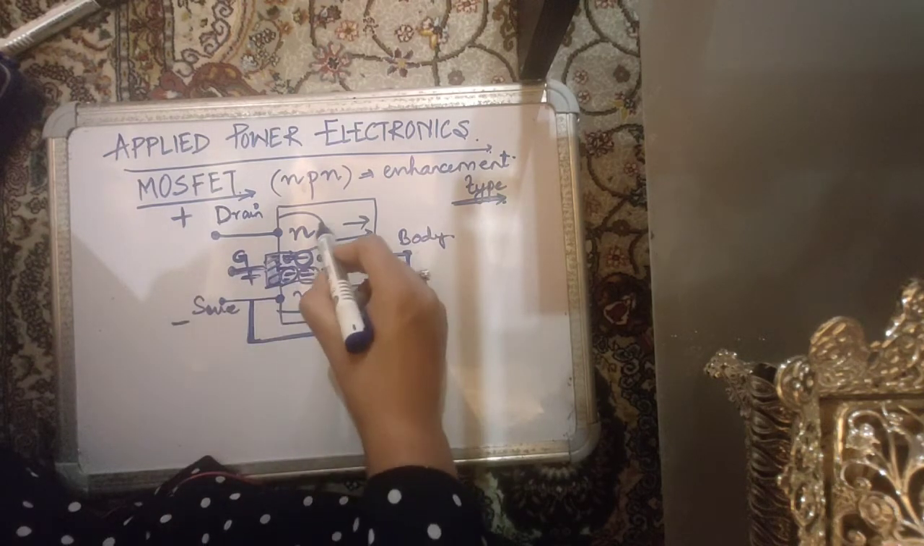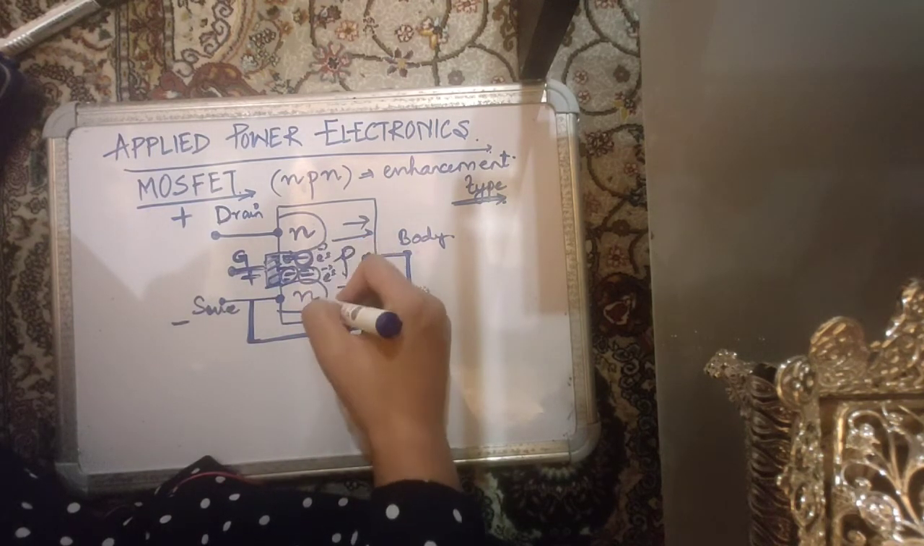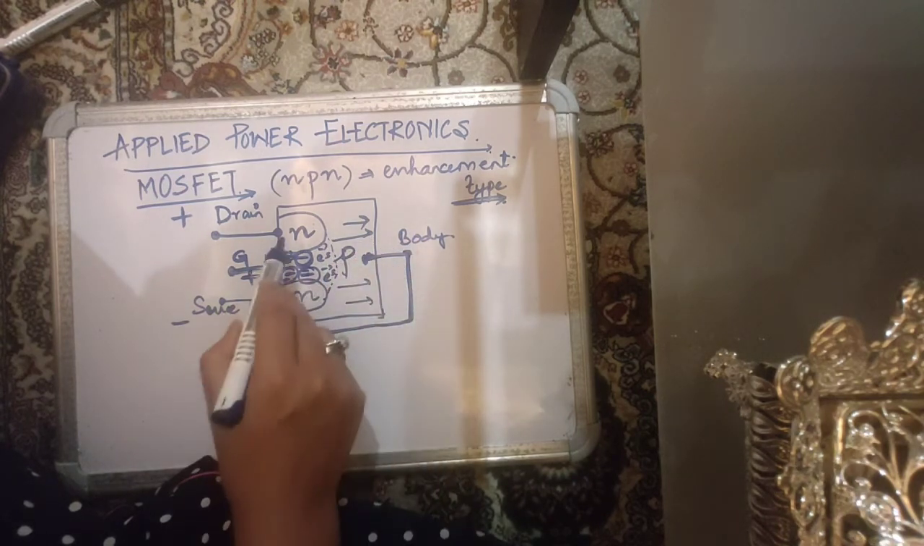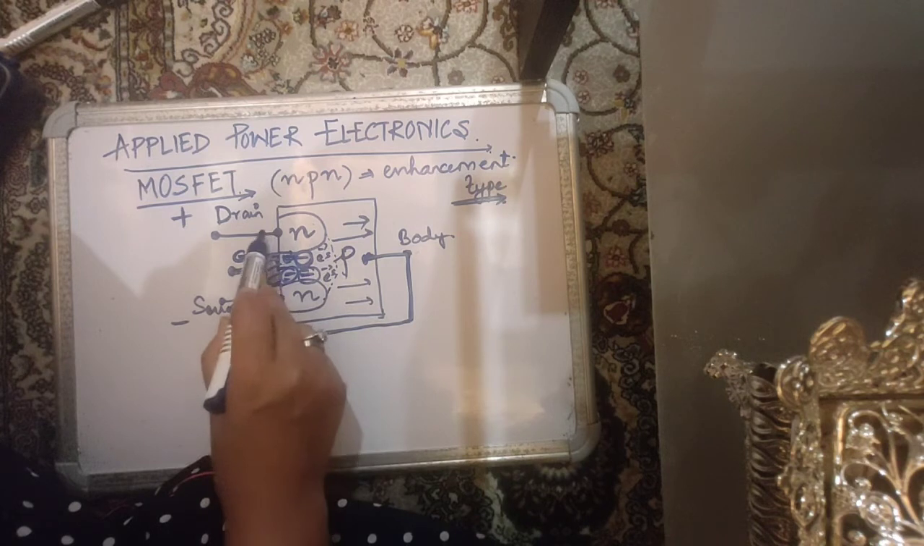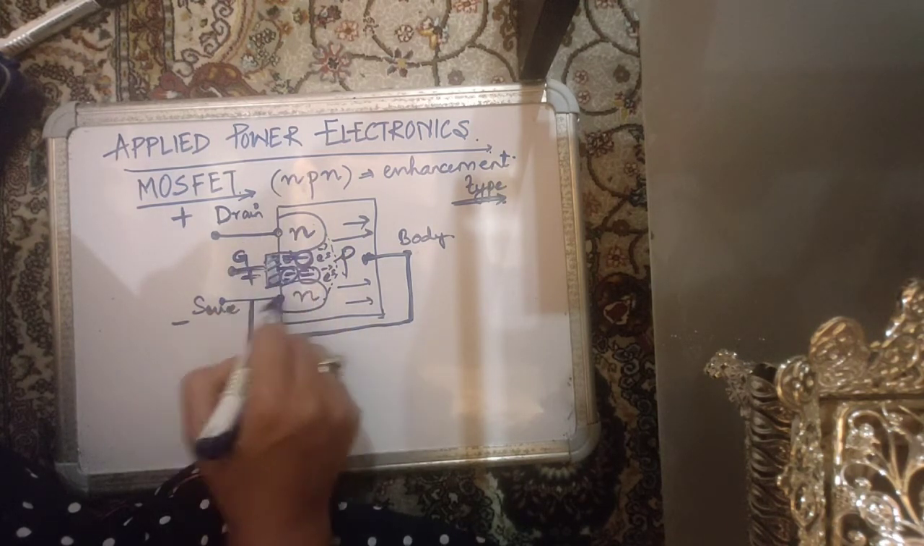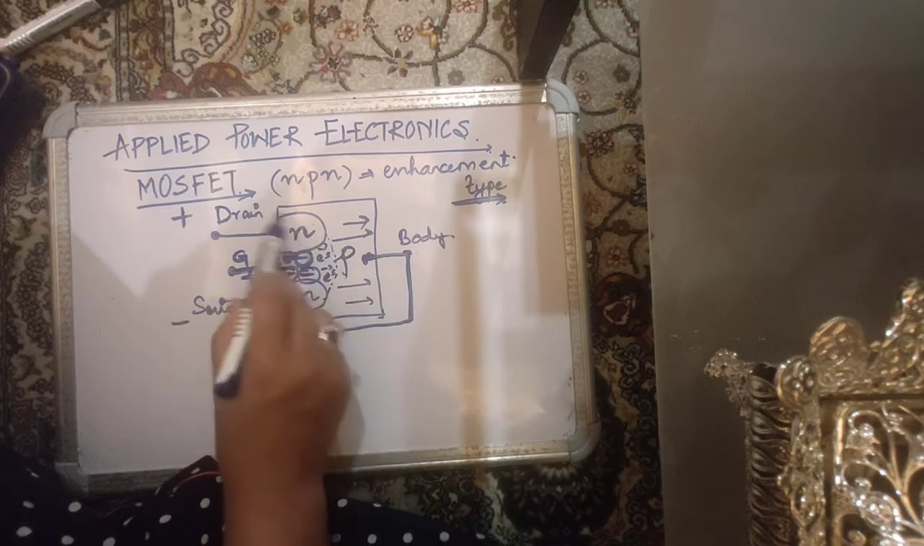So this sets up a channel between these two n regions in an enhancement type of MOSFET, and an N channel is set up, so you have a continuous flow of electrons in this region, connecting the drain and the source directly.